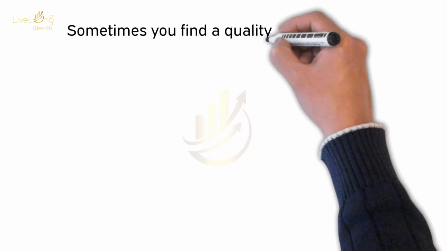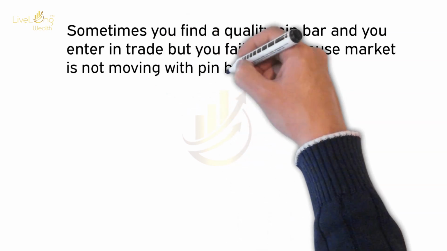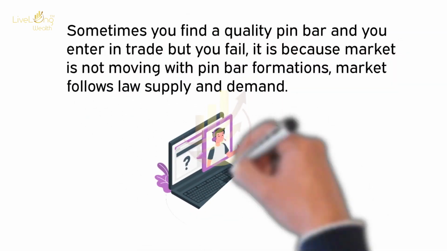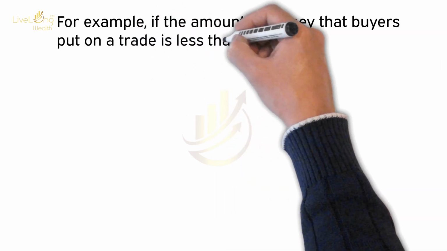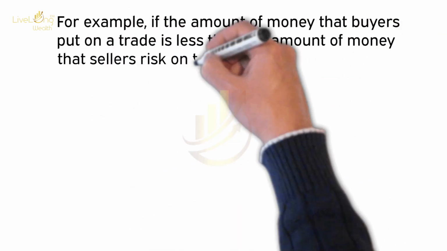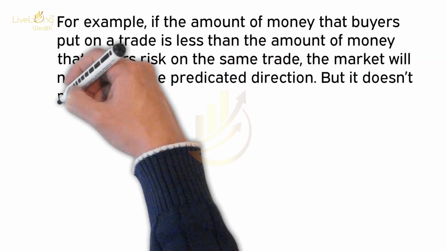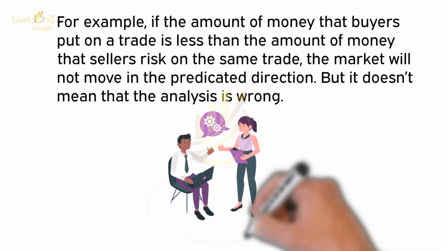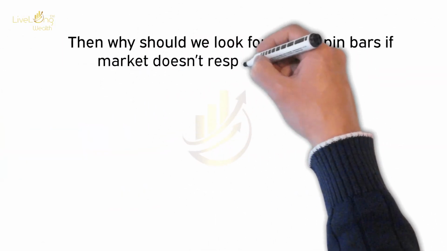Sometimes you find a quality pin bar and you enter a trade but you fail. It is because the market is not moving with the pin bar formation. The market follows the law of supply and demand. For example, if the amount of money that buyers put on a trade is less than the amount of money that sellers risk on the same trade, the market will not move in the predicted direction. But it doesn't mean that the analysis is wrong.